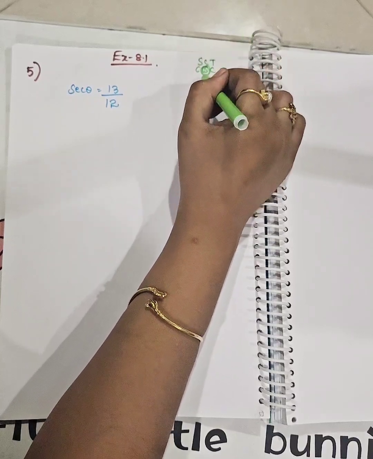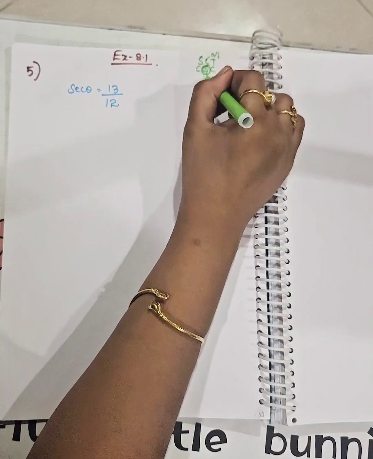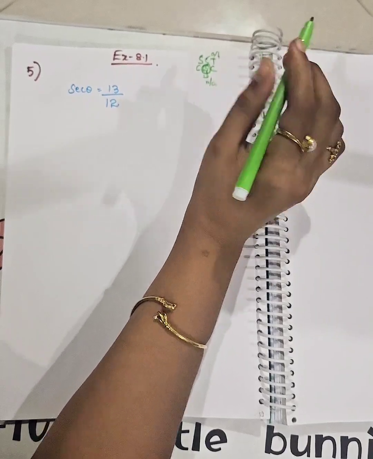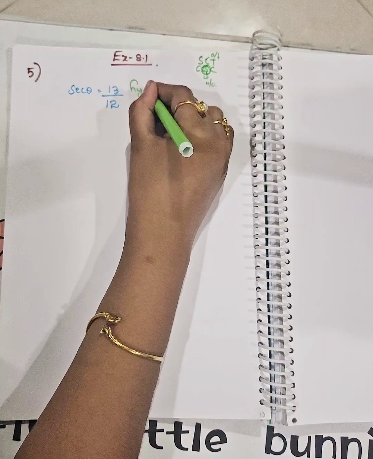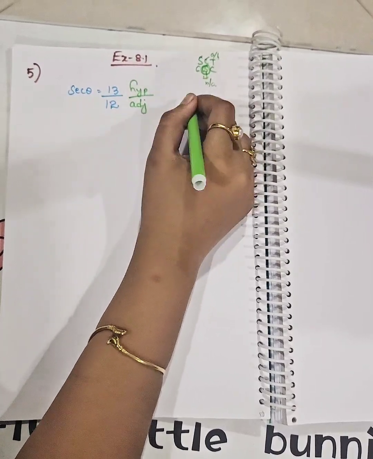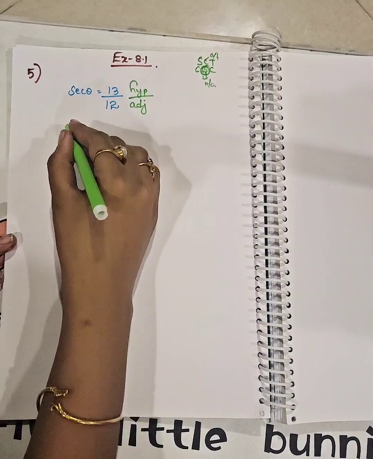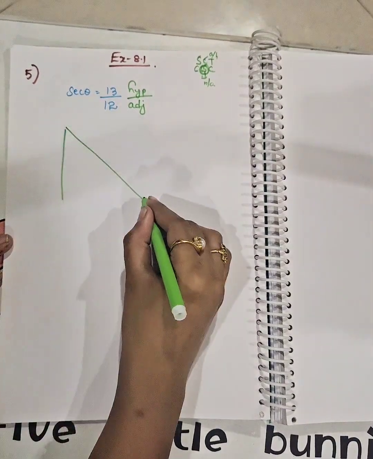So how to find the secant formula? Cos means adjacent by hypotenuse, so secant means hypotenuse by adjacent. So what is this? Hypotenuse. What is this? Adjacent. So they have not given the opposite side and we need to find that opposite side. So let us start with the triangle.